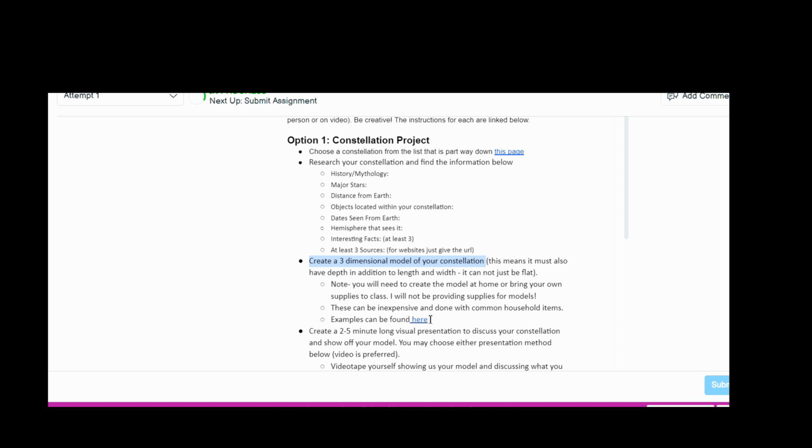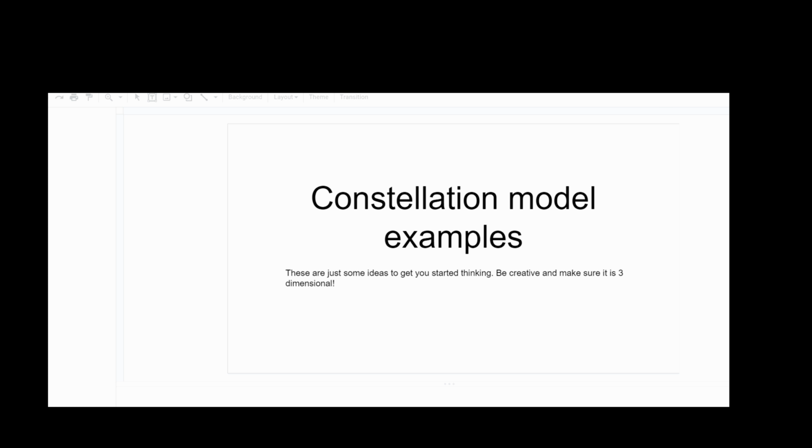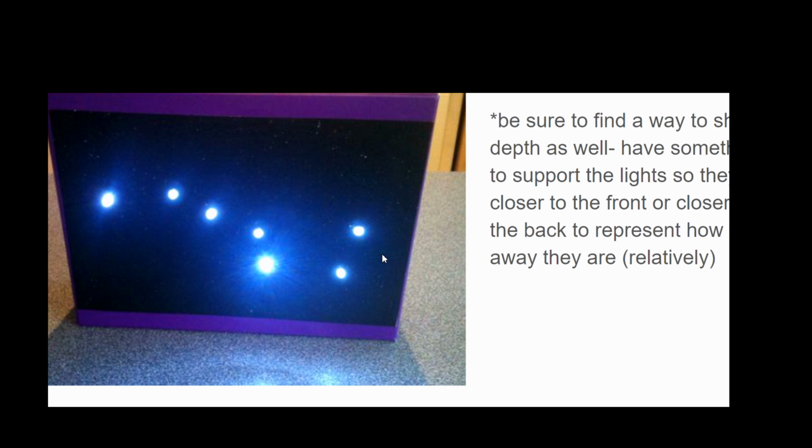Some examples of models can be found at this link here, so let's take a look at some. Some of the models that students have done in the past have been, this is a light box. You may have a hard time telling just by the image here, but they have pushed the lights through the back of a shoebox. And this is just a regular shoebox, and these are Christmas lights, and they've pushed them through at varying distances to represent which stars are closer to or further away from the Earth.